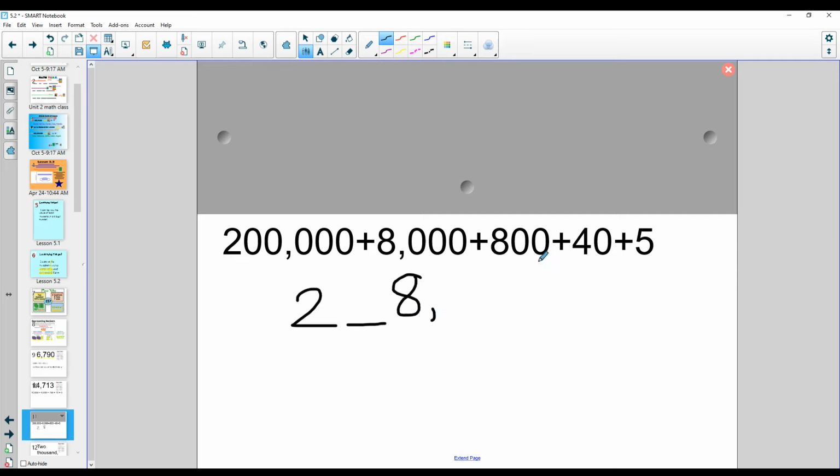Okay, now we need a 0 because we are in the hundreds place. Hundreds, tens, ones. Now, if I don't put this 0 here, then I only have 28,845, and this is 200,000. So that's why place value matters. Putting a 0 here makes a difference because instead of 28,000, this makes this number 208,000, which helps our place value get to 200,000.